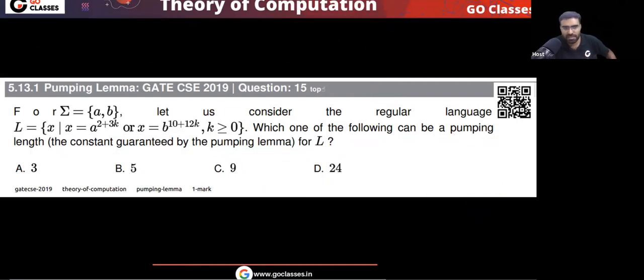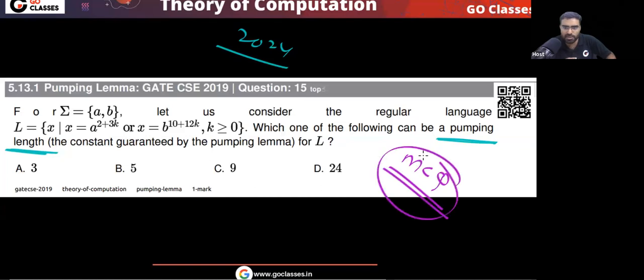Just think about it. Okay, I want to ask you one thing. In 2024, if this type of question comes and they ask you pumping length, and let's assume an MCQ question comes, then tell me what you can do. The question is asking me pumping length, not the minimum pumping length.